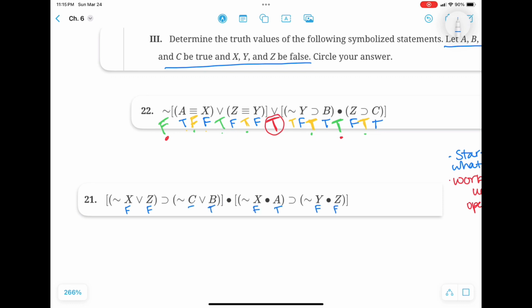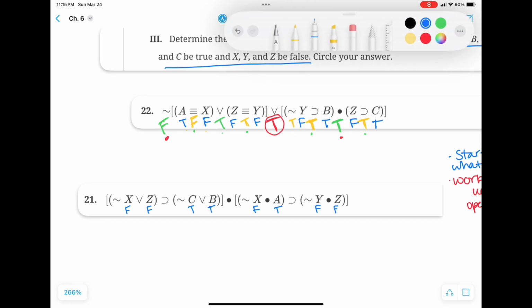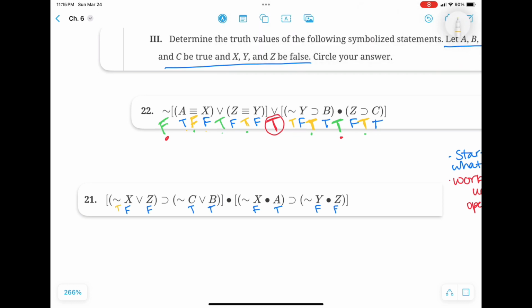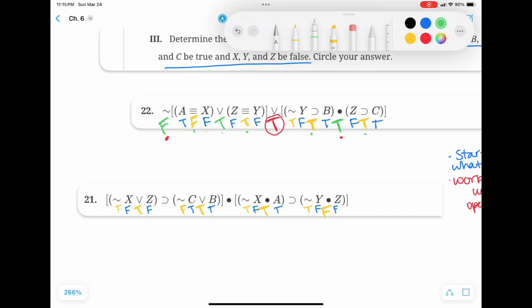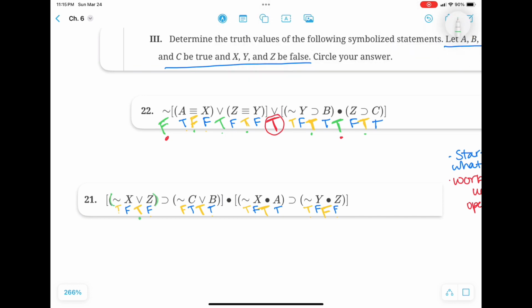Again, starting with what we know, labeling A, B, C is true, X, Y, Z is false. Then I'm going to go through and do the negations inside the parentheses, reversing the truth values here. And the disjunction there is true because only one disjunct needs to be true. For the conjunctions, since both conjuncts aren't true in the second one, it's false, and the first one is true. And then we're going to work through looking at the truth value of this conditional here.